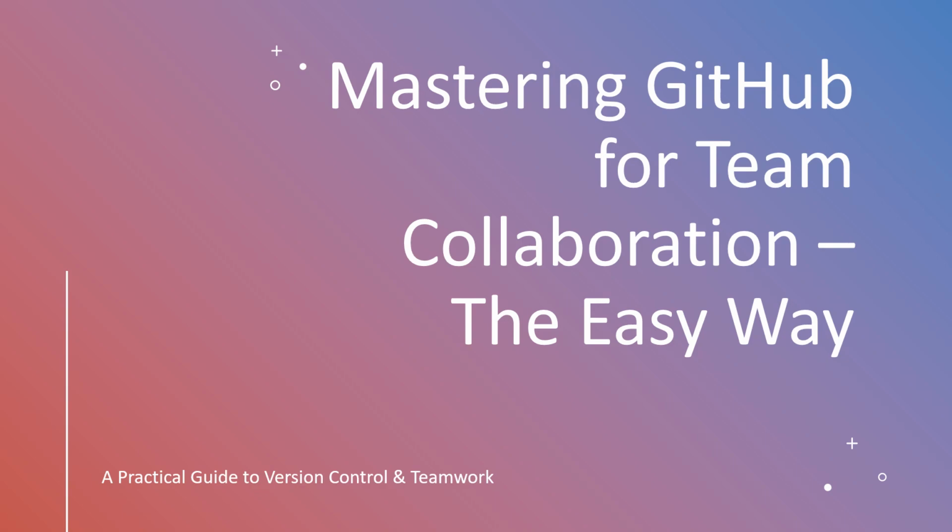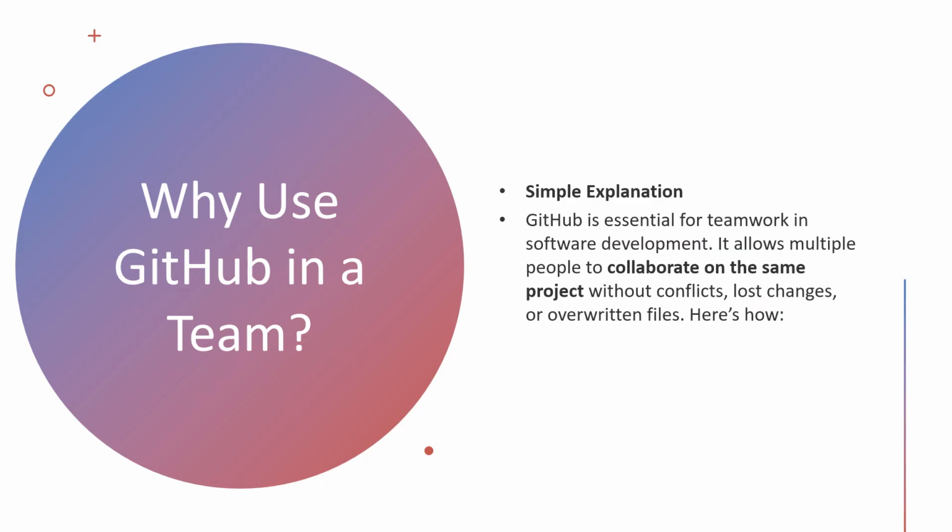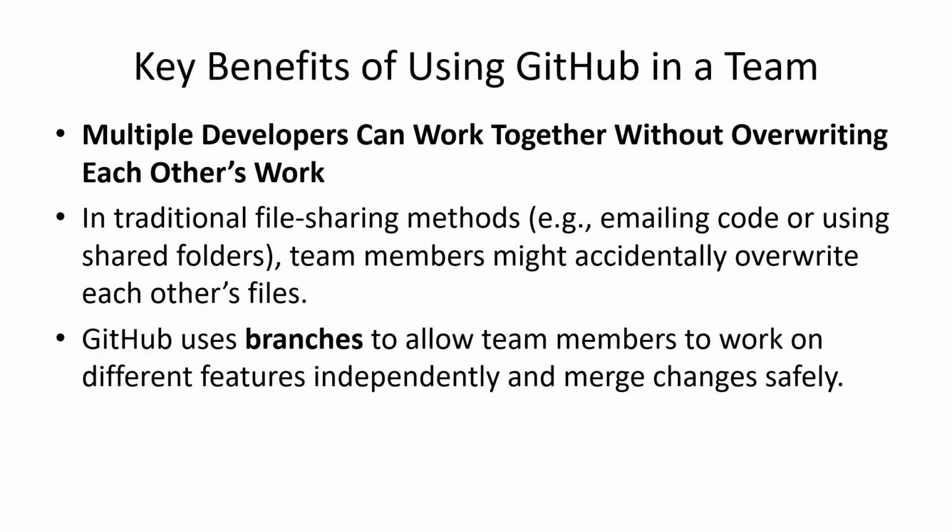Let's get started. Imagine you and your team are working on a project. Without GitHub, you might be emailing files back and forth, leading to confusion, lost work, or accidentally overwriting someone else's changes. GitHub solves these problems by allowing multiple developers to collaborate without losing track of updates. Unlike shared folders or emails, GitHub ensures that multiple developers can work on the same project without overwriting each other's work. Using branches, each team member can work on a feature separately and merge changes safely.